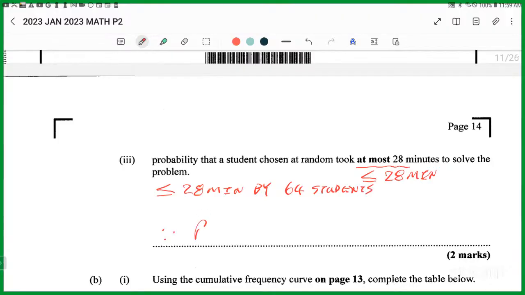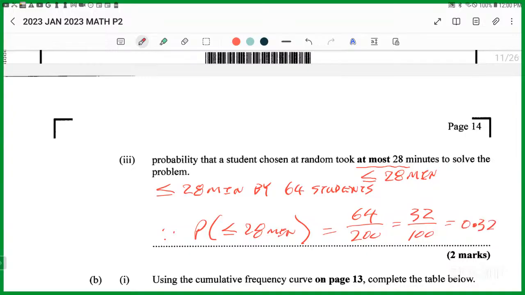Therefore, the probability of taking less than or equal to 28 minutes is equal to 64 divided by 200, which is 32 divided by 100. You can leave it as a fraction, or you can write it as a decimal, 0.32 is the probability. Or I can leave it as a fraction. People even express probability as a percentage. It doesn't really matter. But I got that?